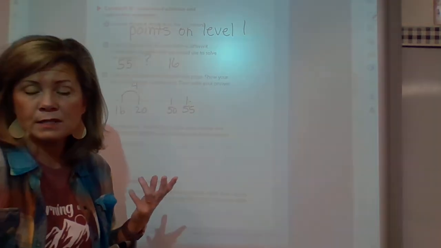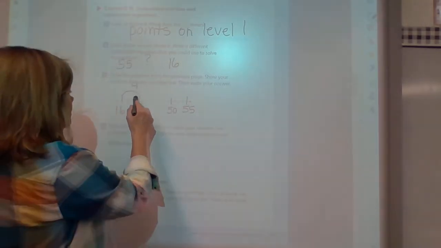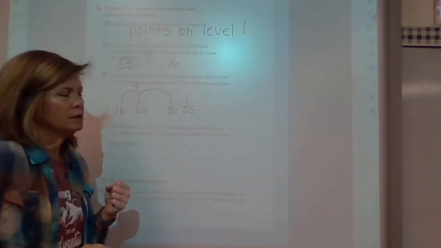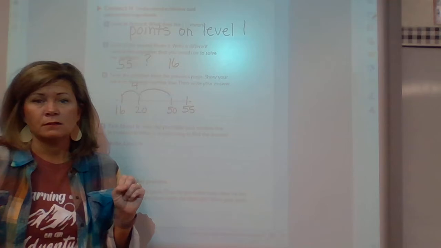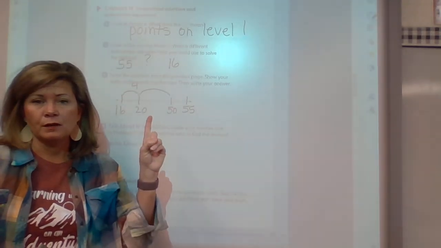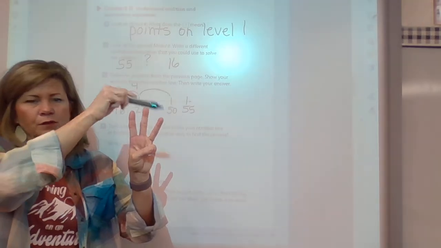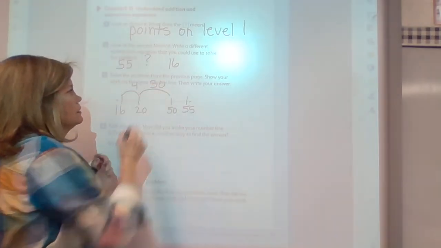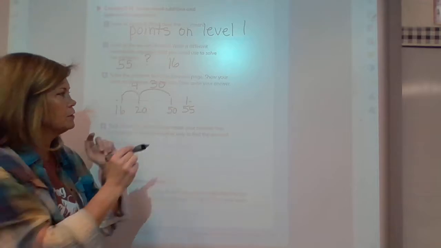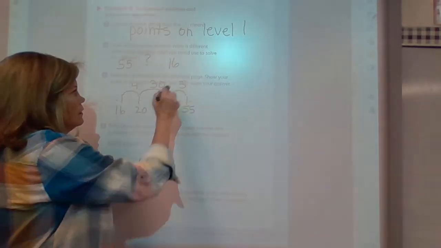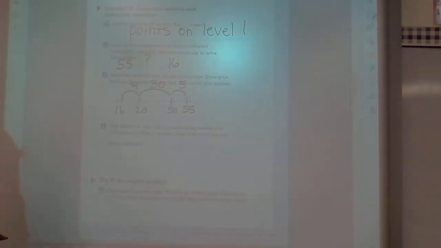Okay, so just think about what is the nearest 10 right before it. So how many hops from 20 to 50? This is counting by tens. 20, 30, 40, 50. I count by tens. 10, 20, 30. So that's 30 hops. And then how many hops from 50 to 55? 5. There it is on my open number line.